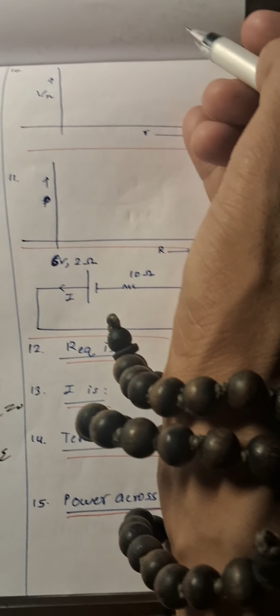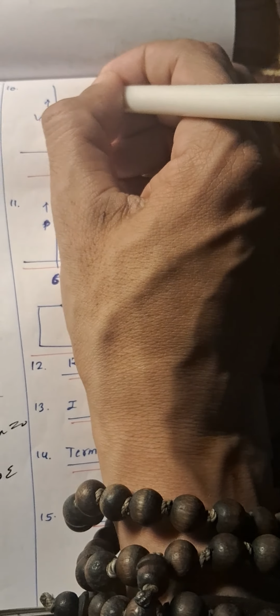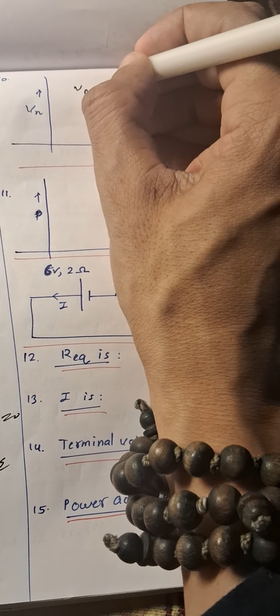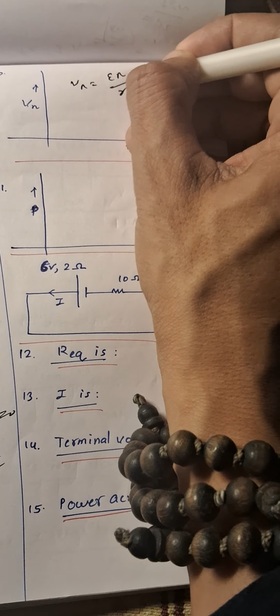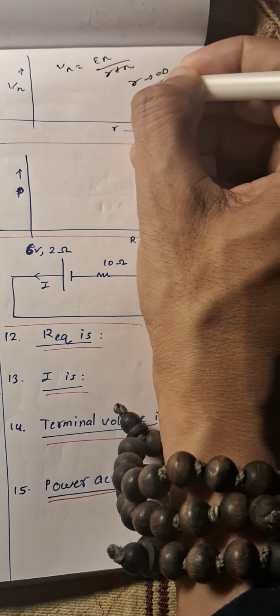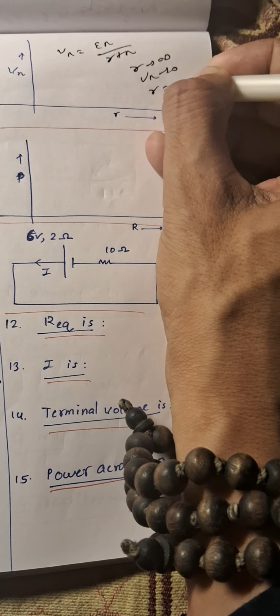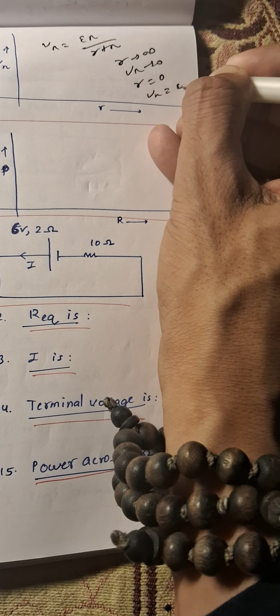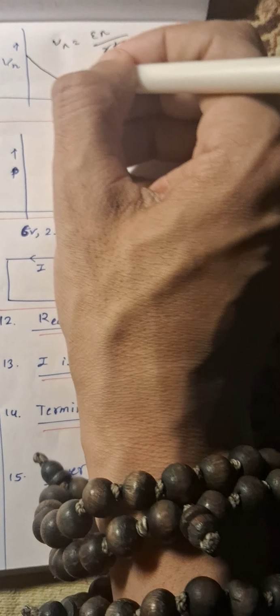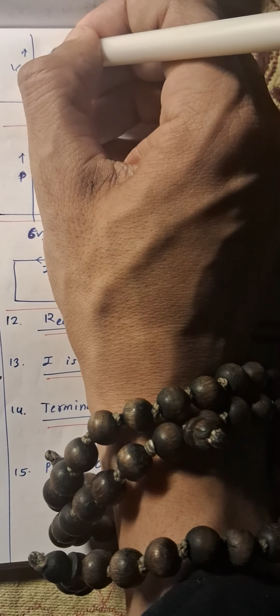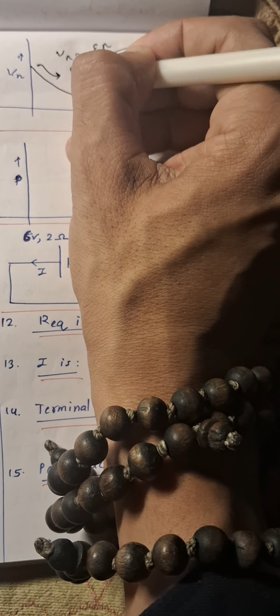Next is VR versus small r. We can say that VR is E capital R by small r plus R. As r tends to infinity, VR tends to 0, and at r equal to 0, VR will be E. So it will be a part of a rectangular hyperbola like this, and this value will be E by R.